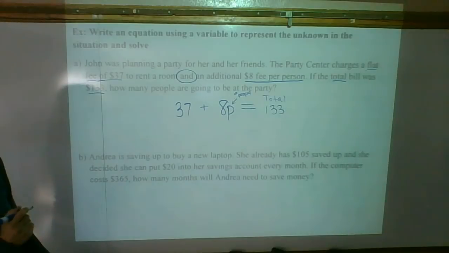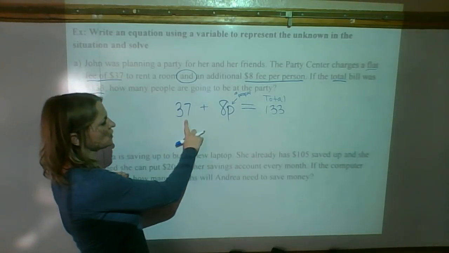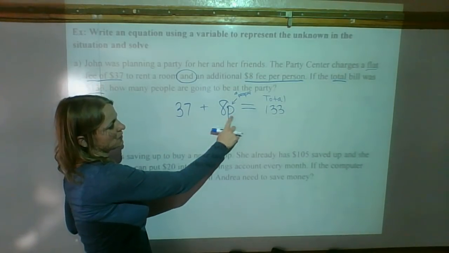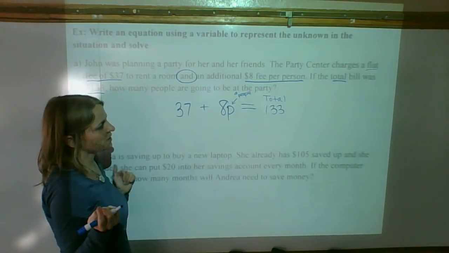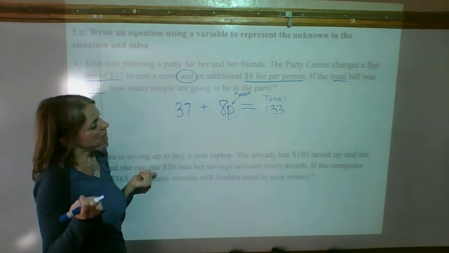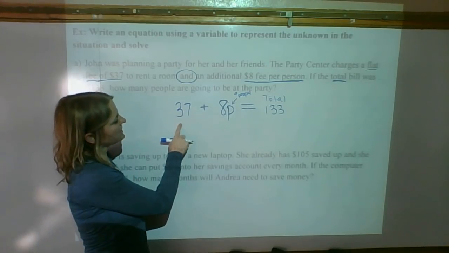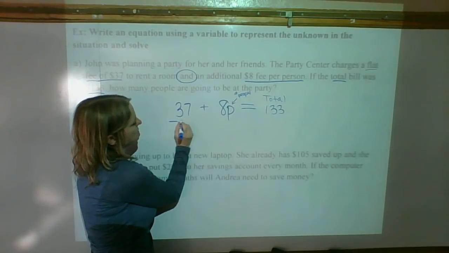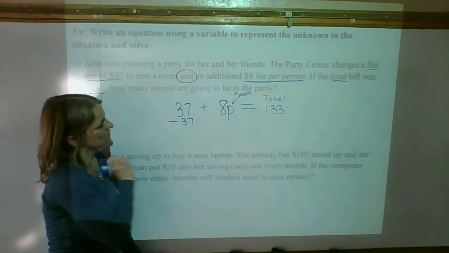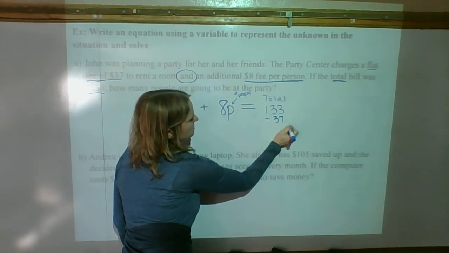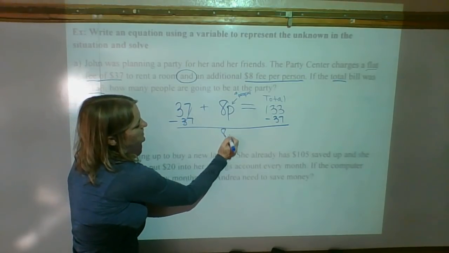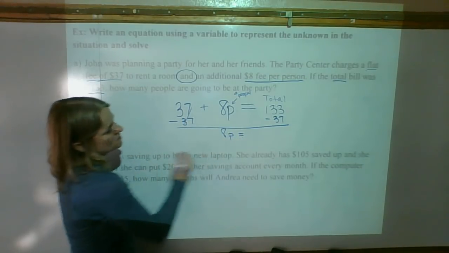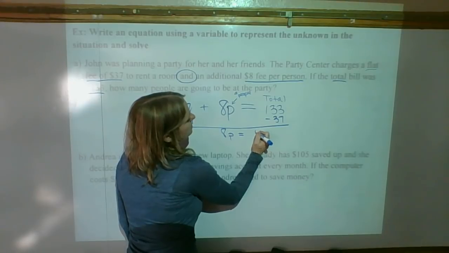Okay, so now you see we just made up the two-step equation. We have these two numbers that are with our variable that we want to get rid of to solve for P. Which one would I get rid of first? Adding. Yep, the adding. It's plus 37, so I want to minus the 37. I do that on both sides. Those would cancel out, and I get 8P equals, what's that, 96?